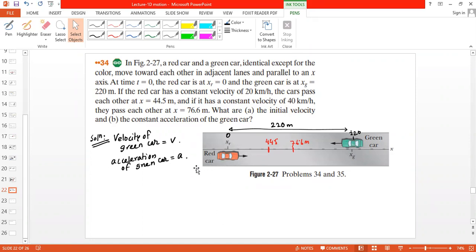So I have some information given here. Let velocity of green car be v, and acceleration of green car be a. Now, when the red car is traveling at 20 kilometers per hour, what is 20 kilometers per hour in meter per second? Can you convert it into meter per second? It's 20,000 divided by 3600.